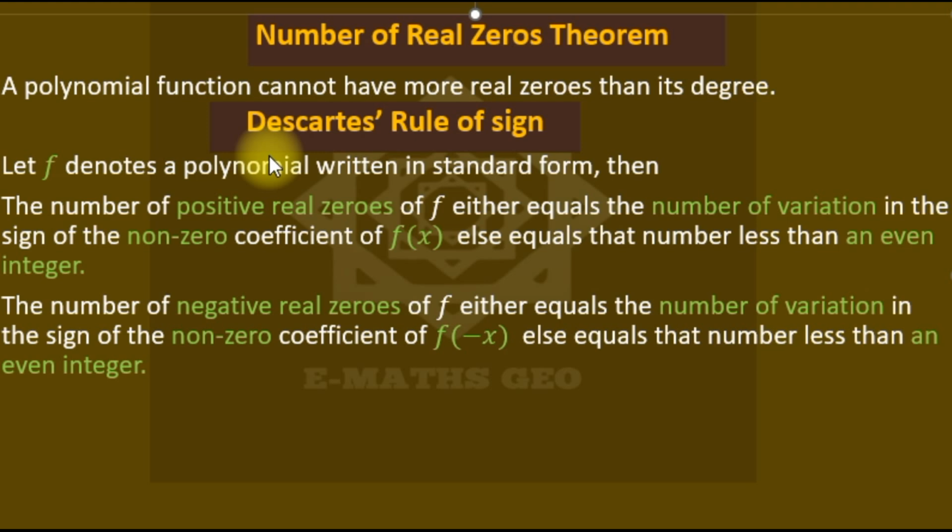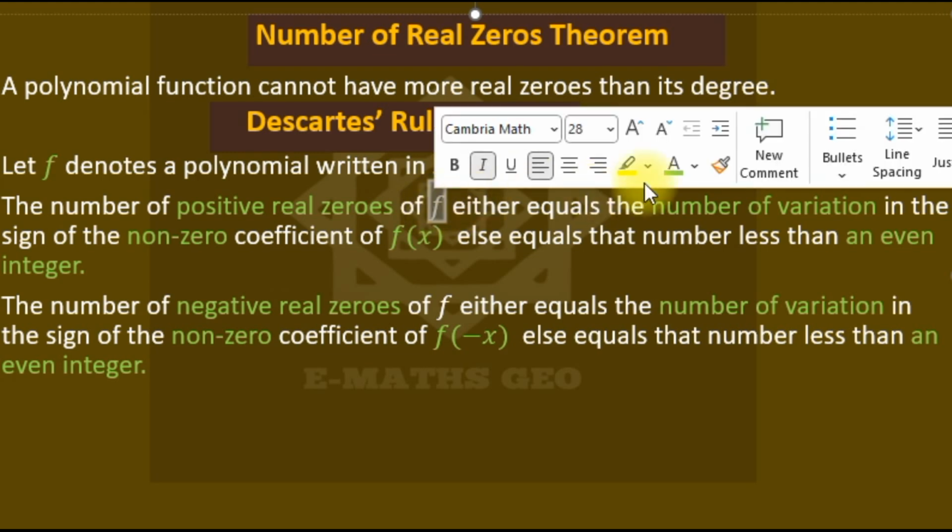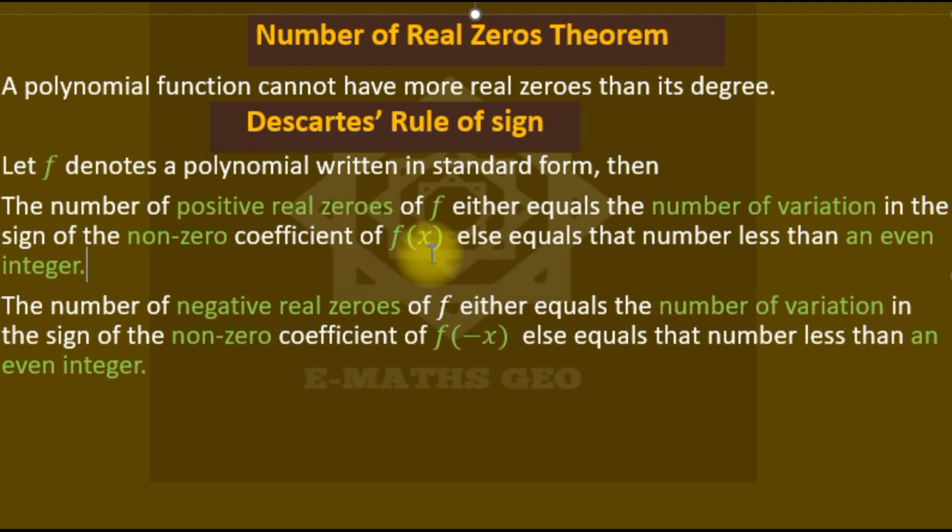Descartes' rule of signs will help us to know the number of positive or negative real zeros of a polynomial. Even without solving, we can guess how many positive or negative real zeros there are, not complex zeros, because we have complex zeros. Let f denote a polynomial written in standard form. Then the number of positive real zeros of f either equals the number of variations in the sign of the non-zero coefficients of f, or equals that number less than an even integer.